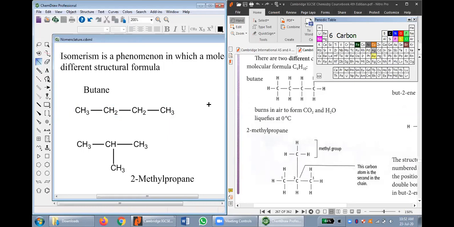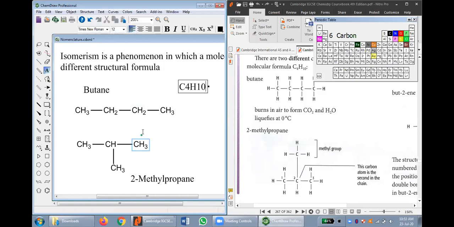So having a formula, because here we actually have the formula C4H10 for both of them, but their structures are different, the names are different, and actually they're entirely different molecules with different sets of properties. This is known as isomerism. I mean, this phenomenon is known as isomerism.